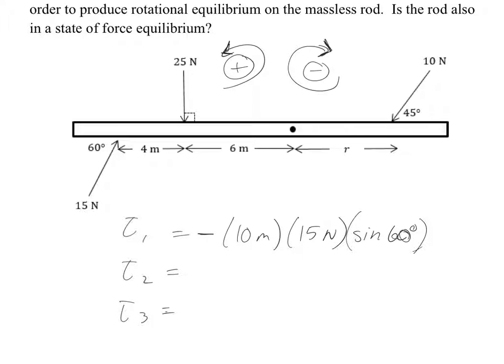Let's do the second one as the 10 Newton force that also causes the same rotation. So I know that that's going to be a negative torque. It's at a distance r, we don't know. Its force is 10 newtons, and it's the sine of 45.